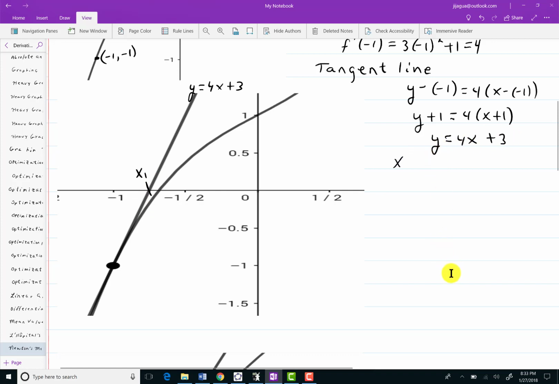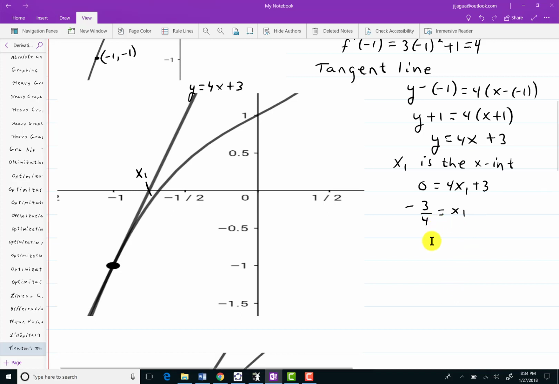So x1 is the x-intercept. I'm being a little clumsy. Usually when I talk about an intercept, I'm talking about a point, but I'm going to lay off a little bit on that and just use x1 as the x-intercept. That means that x1 solves this when y is equal to 0. So I'll replace y with 0, and I'll get 0 equals 4x1 plus 3. And then I'll solve for x1. I'll get -3/4 equals x1.